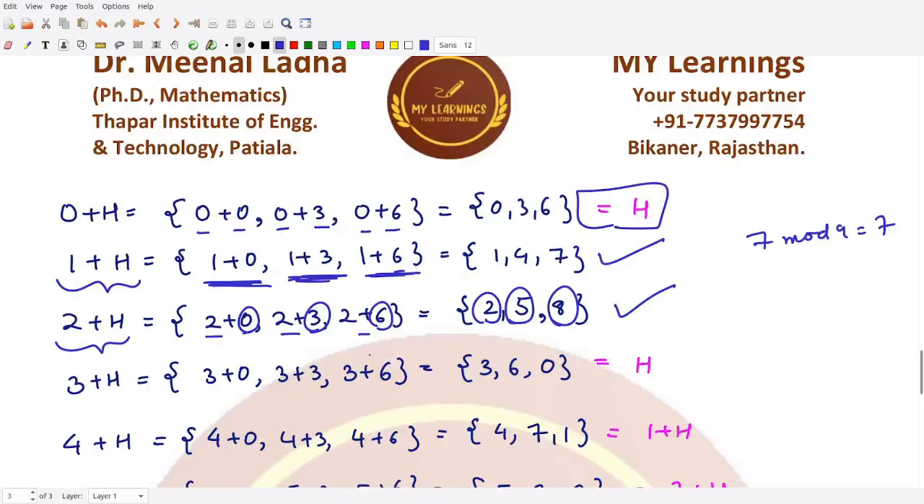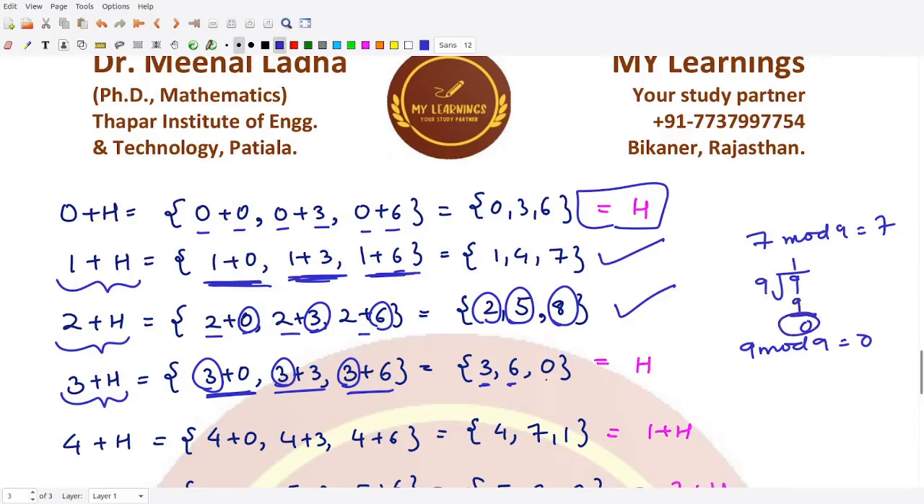What about the 3 plus H coset? We are adding the element 3 to all the elements of H. So we have 3 here, we have 6 here, and we have 9 here. And what is 9 mod 9? It is 0, because when you divide 9 by 9, you have the remainder as 0. So 0 is the answer here. And this is the same as the subgroup H itself.